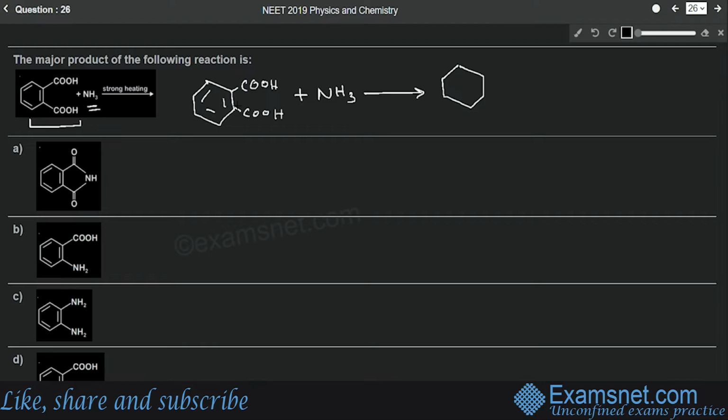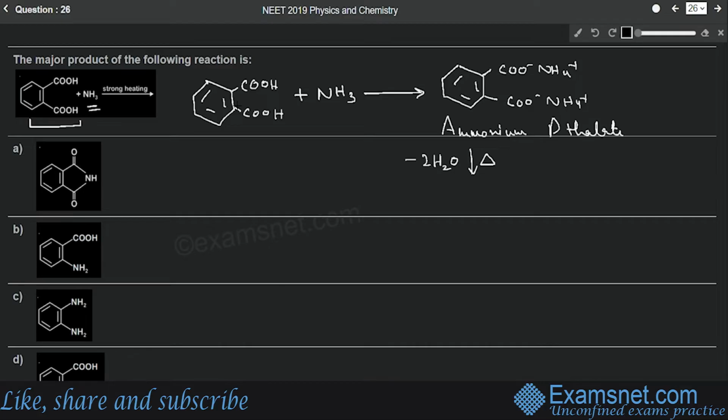So this is our benzene ring. Here we have COO minus NH4 plus, and here also COO minus NH4 plus. So this is ammonium phthalate. Now, when it is heated, two molecules of water will be removed. So 2H2O will be removed.